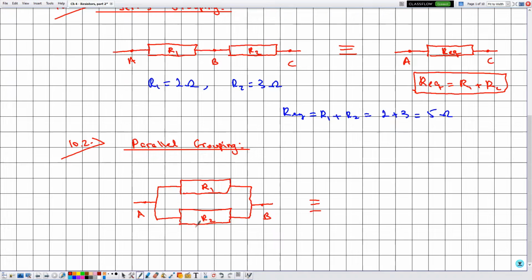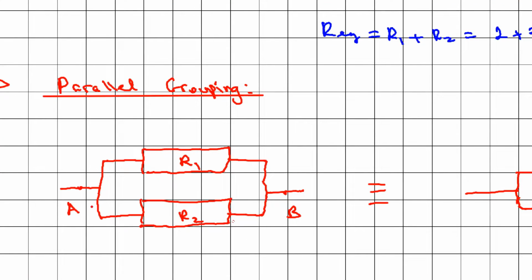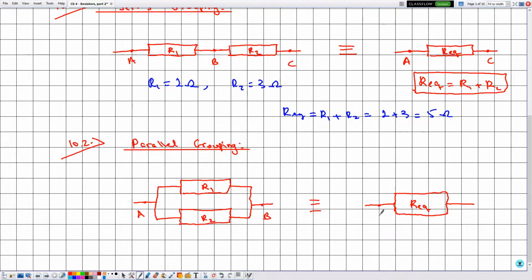Now the equivalent resistor by definition is the resistor that can replace these two resistors, the grouping of these two resistors that are in parallel. So this is R equivalent, having two terminals. So here no point will disappear, so this is the point A corresponding to the first terminal and this is the point B corresponding to the second terminal.